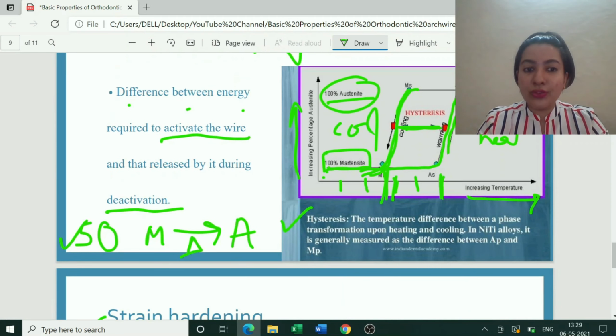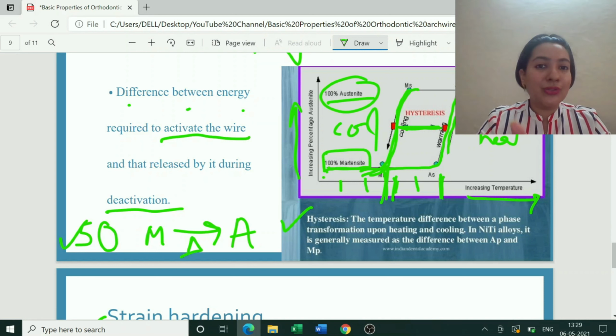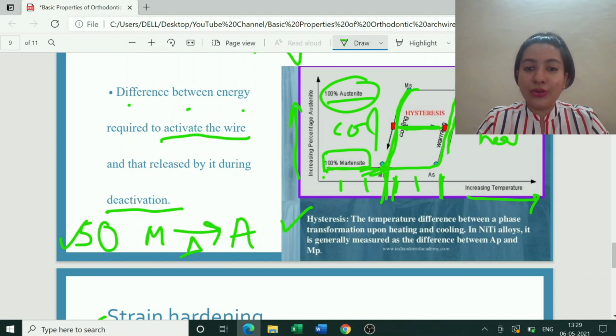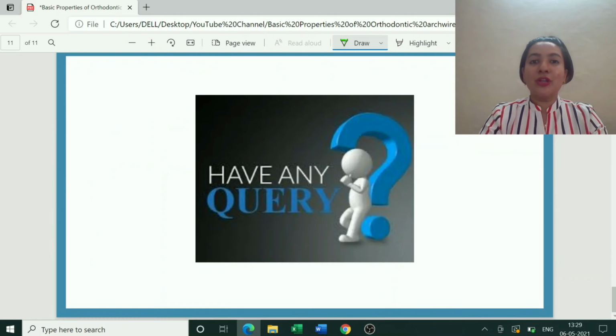How to use, when to use. Just remember this particular diagram very properly. The difference in the energy is known as hysteresis. This can be asked, you have to label the diagram then. Okay, do not get confused with the stress strain curve or any other curve. This is the hysteresis diagram. And the last thing which we saw was strain hardening. So I hope things are clear to you.